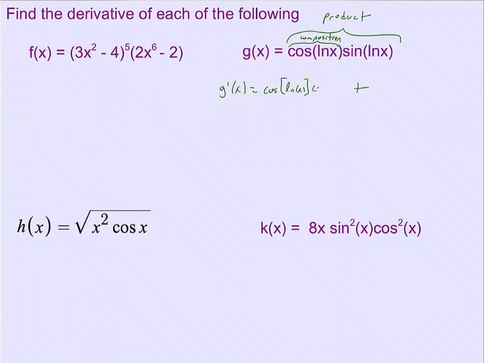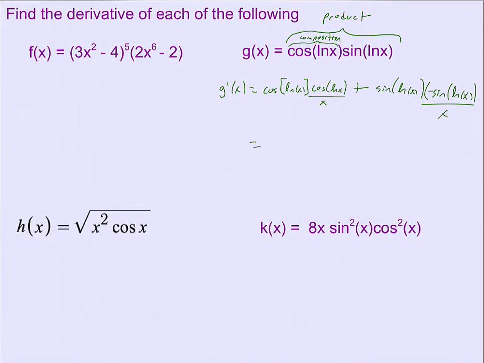It's the derivative of the outside evaluated at the inside times the derivative of the inside, so times 1 over x. That's the derivative of the sine of ln of x. And then we're going to move on to the second term, which is the second times the derivative of the first. So the derivative of the first is the derivative of the outside evaluated at the inside times the derivative of the inside.